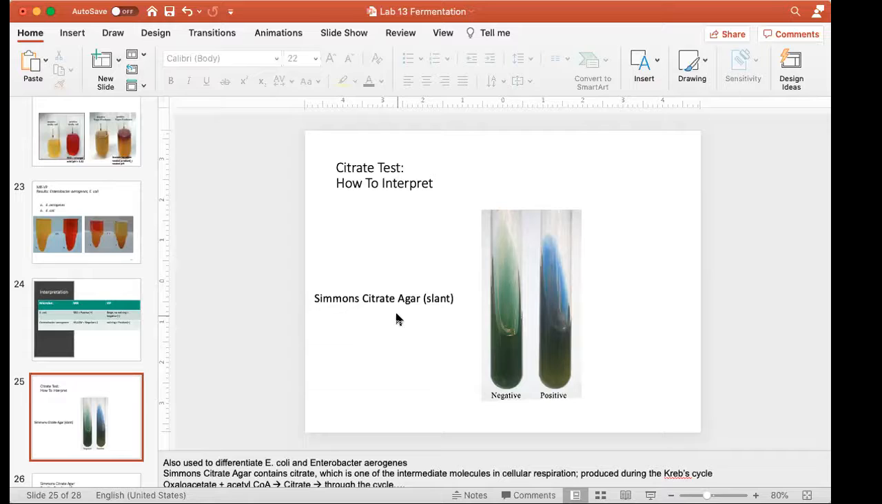So remember, this test is looking for the ability of an organism to ferment this molecule called citrate. And what makes this test unusual is that citrate is not a carbohydrate. When we think about fermentation, we think about carbohydrate. We think, oh, sugar, you're fermenting a sugar to make acid, alcohol, gas. Some organisms have the ability to ferment this molecule called citrate. So it's a totally different pathway.